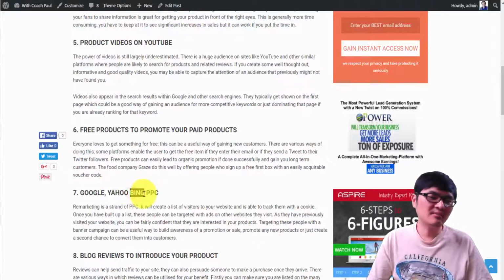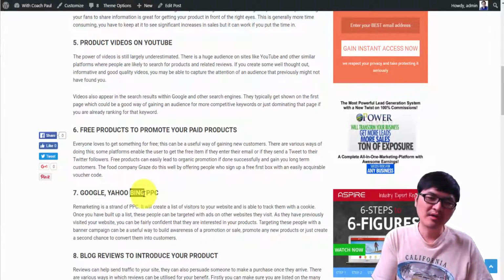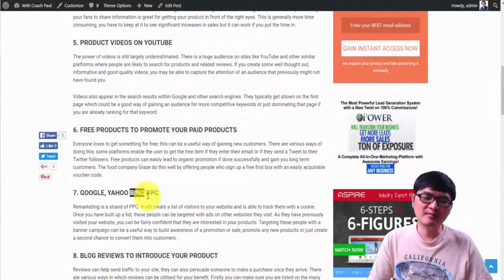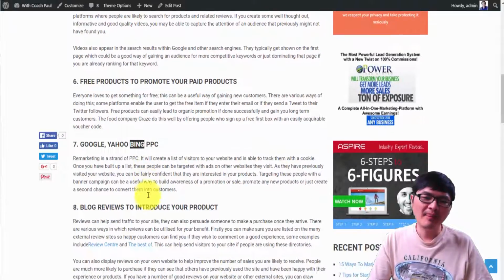For Bing, it's cheaper. I know some people are doing that. It's cheaper because its audience is smaller, since most people use Google as their main browser. So that's a trade-off, but it's also a possible way to market your product.